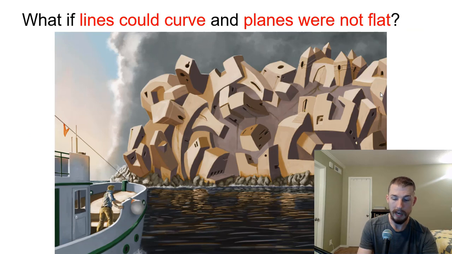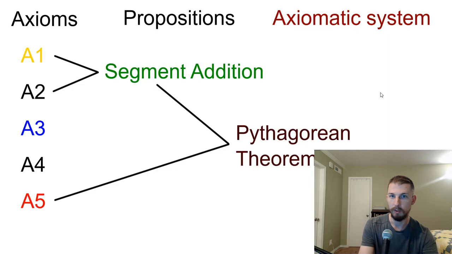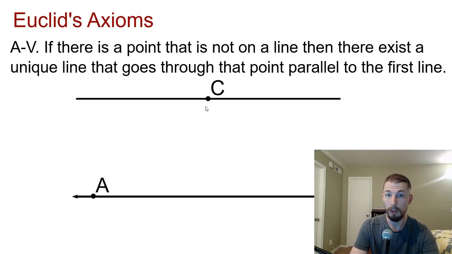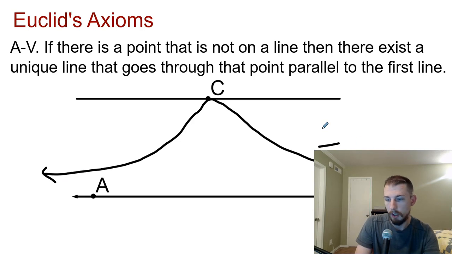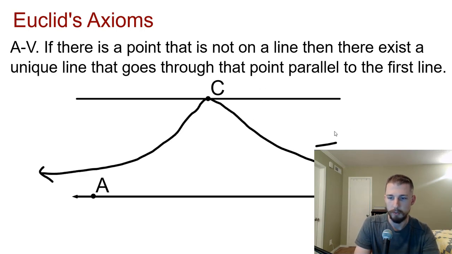So what happens if we allow lines to curve and planes were not flat? What happens if we deny this 5th postulate? Instead of there only being one line that's parallel, that never intersects this line and goes through point C, what if we allow there to be other lines? What about a line that would look something like this? Pardon my weird drawing, but technically this line does not intersect line AB, and it also goes through point C. If I drew it right, you're just going to have to roll with it. It's easier to draw whenever I'm on the smartboard in class.